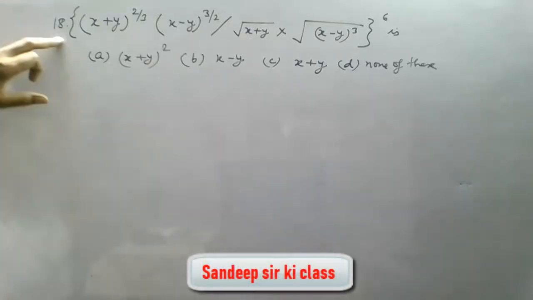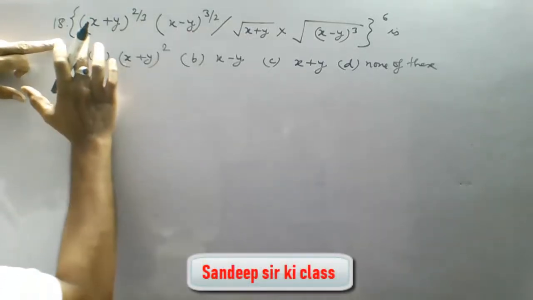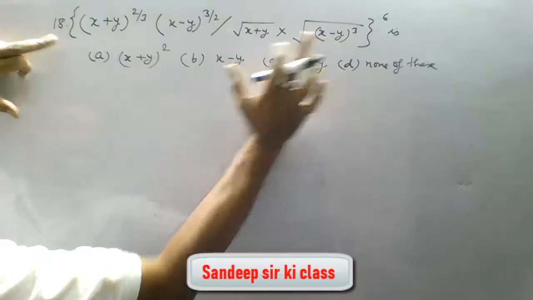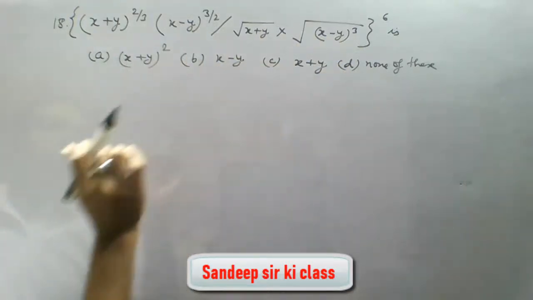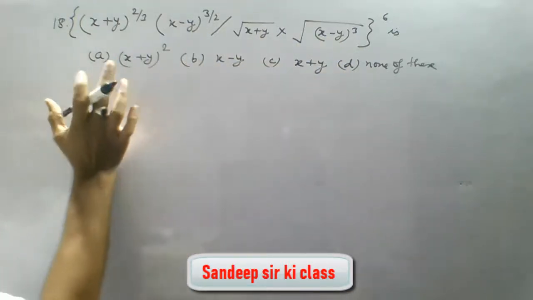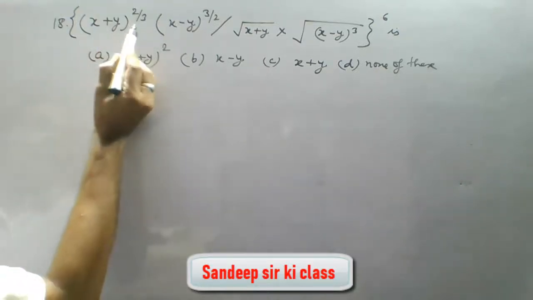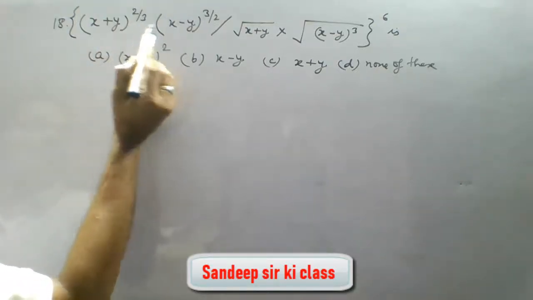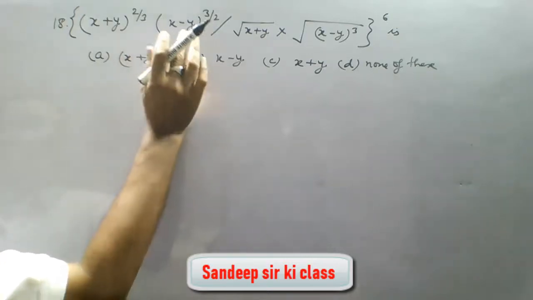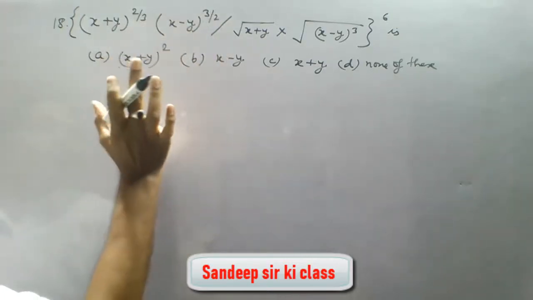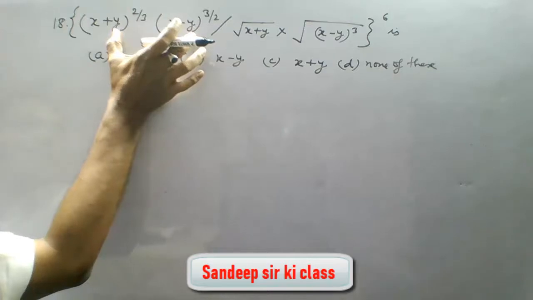Next question is question number 18. We want the value of this expression and these are the options given to us. Now see the numerator first. Numerator has the powers of x plus y and x minus y which are already there in fractions. So we will not change the numerator first.